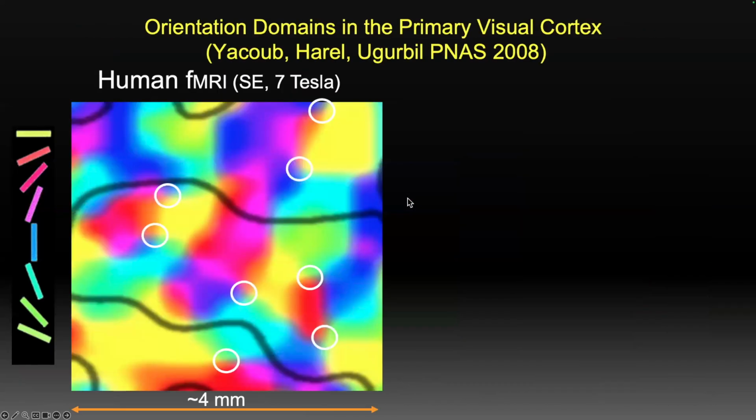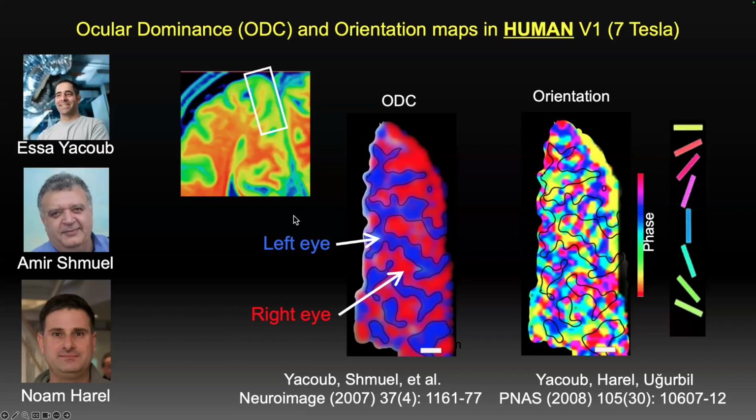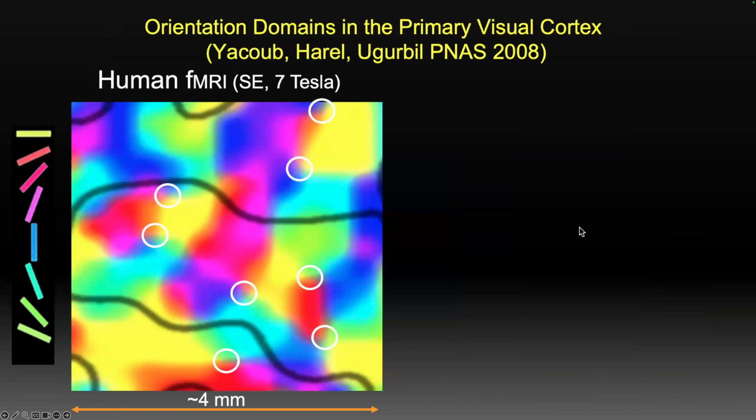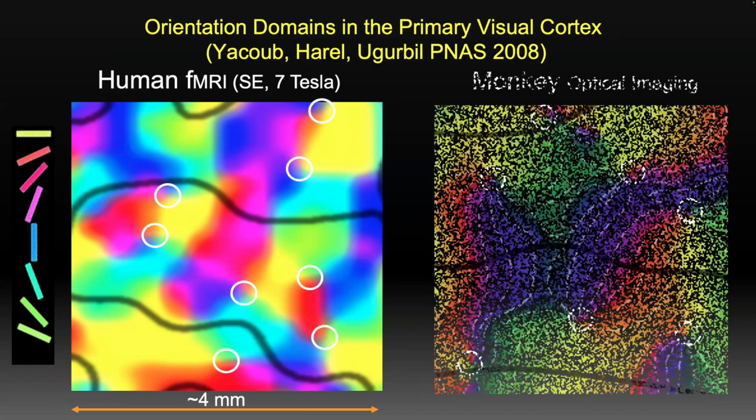showing that, yes, we can actually obtain ocular dominance columns, and together with the ocular dominance columns, the orientation domains in the same subject, as shown here. So this actually brought fMRI to the world of what was possible with invasive optical imaging in animal systems.